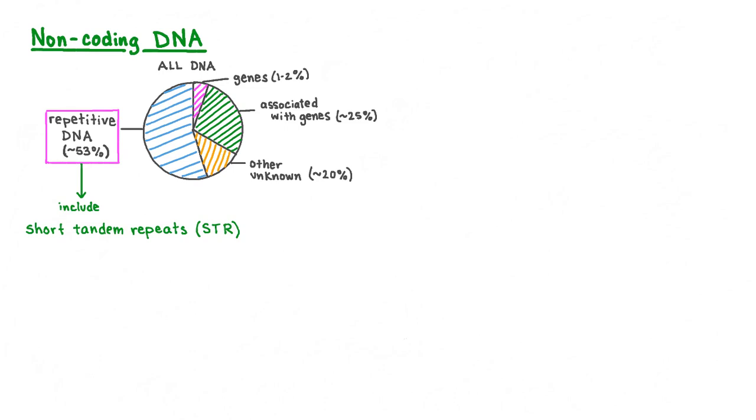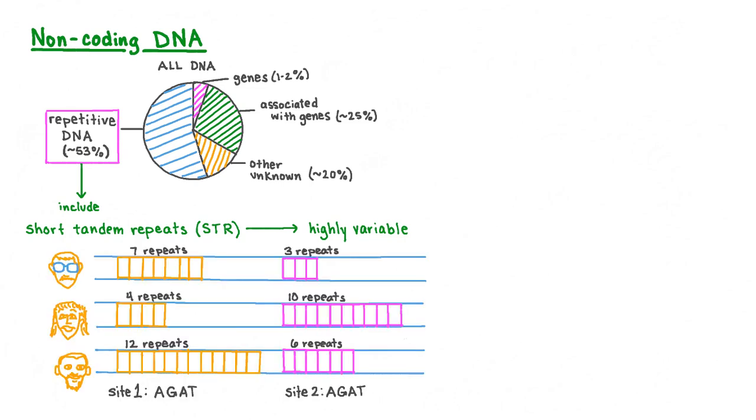In DNA fingerprinting, one type of this repetitive DNA, called short tandem repeats or STR, can be particularly useful because the number of repetitions of these short sequences can be highly variable and unique to each individual. In this diagram, we are looking at the same region of a chromosome in 3 different individuals. This region is known to contain 2 sites, site 1 and site 2, where the sequence of nucleotides AGAT is repeated a variable number of times.